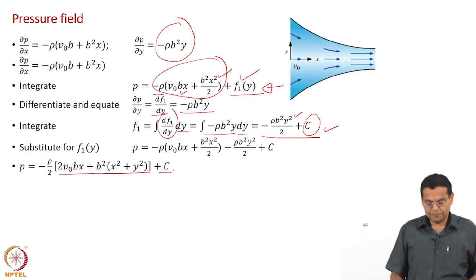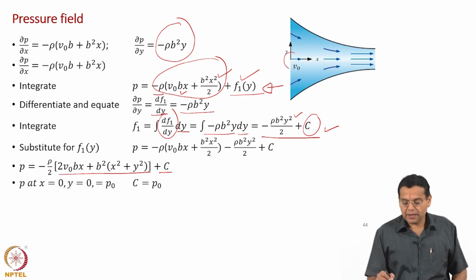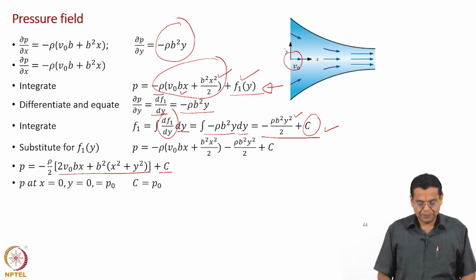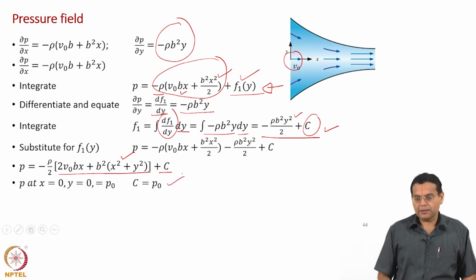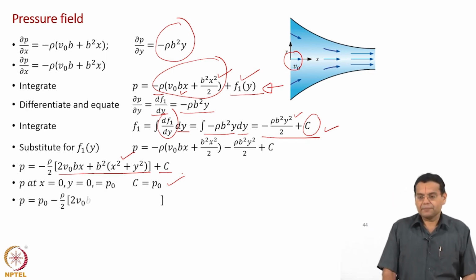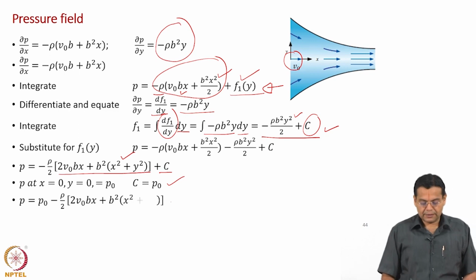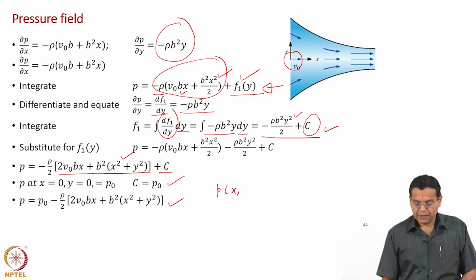We will have to evaluate that now, which means we need a condition, we need a value of pressure at some point. Let us say we are given the pressure at x equal to 0, y equal to 0, and the pressure is p naught. Okay. P at x equal to 0, y equal to 0 is p naught. So, if we substitute here, the first term will vanish and the left hand side will be p naught. So, c is equal to p naught. So, let us substitute, and that is the pressure field, p is equal to p naught and then this term which I have already seen. So, this gives you p as a function of x comma y.